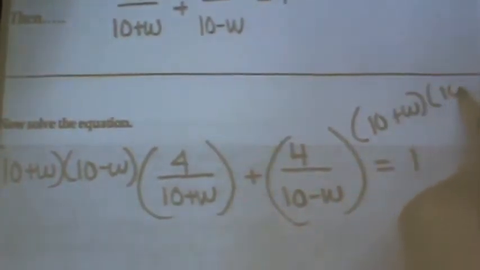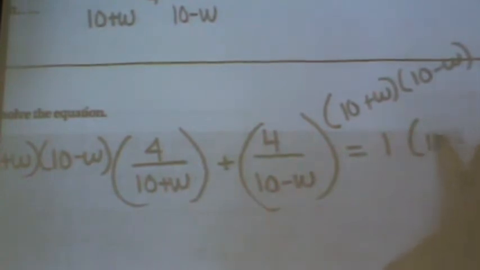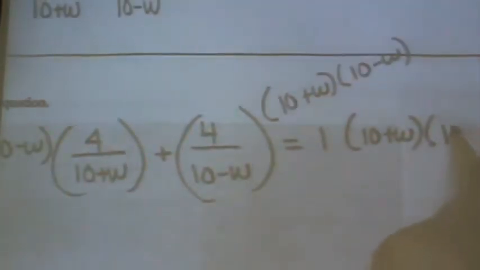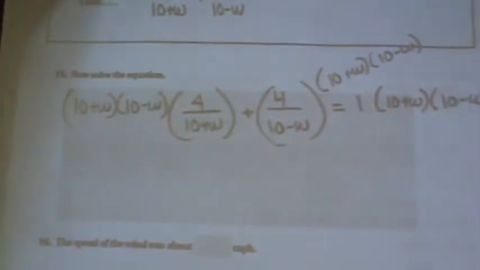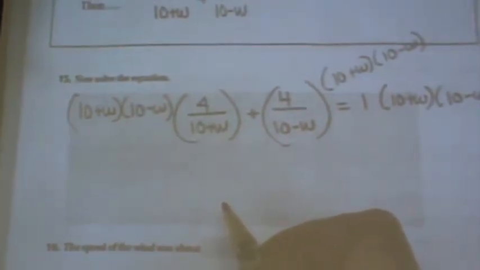What are we multiplying everything by? 10 plus W, 10 minus W. Okay, what do I do next? Sorry, it's kind of all over the place, but tell me what to do, direct me. What do we do? Cancel. So what do you have here?